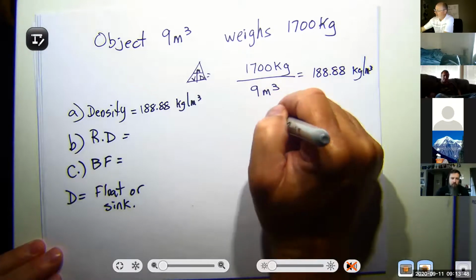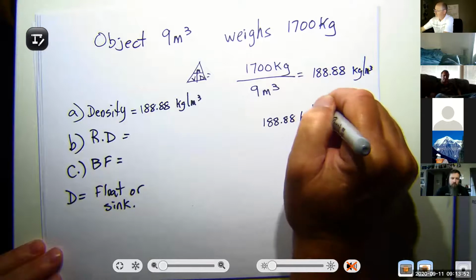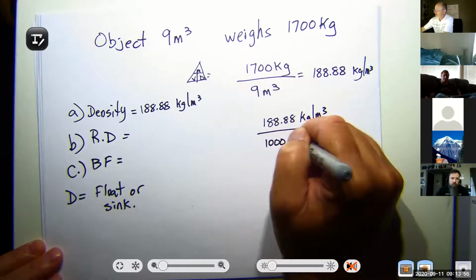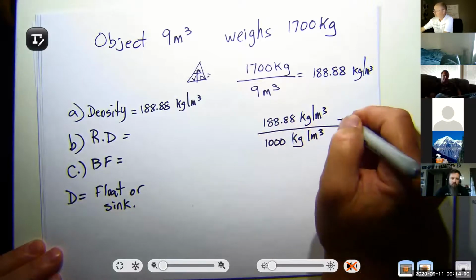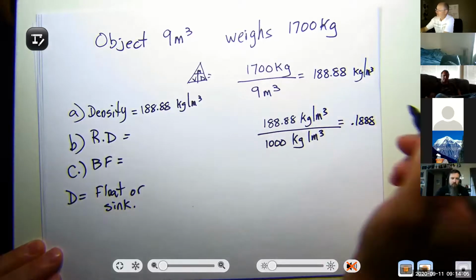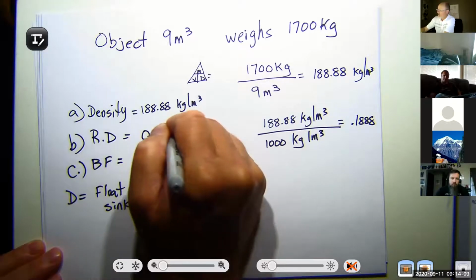Now I want to know the relative density. So I'm going to take my density and divide it by the standard. The standard is 1,000 kilograms per cubic meter. That's the density of water. Relative density is 0.1888.